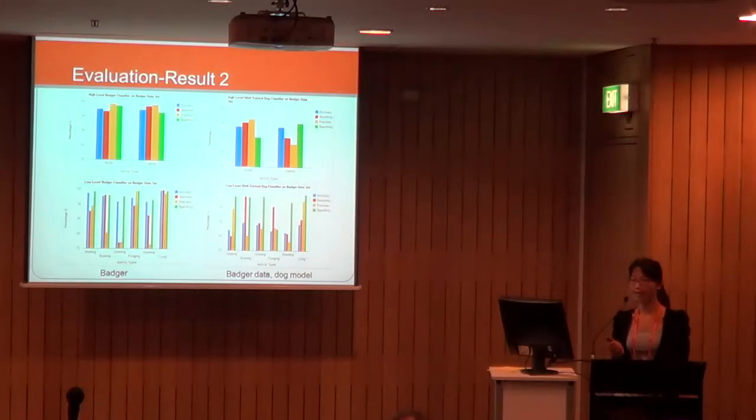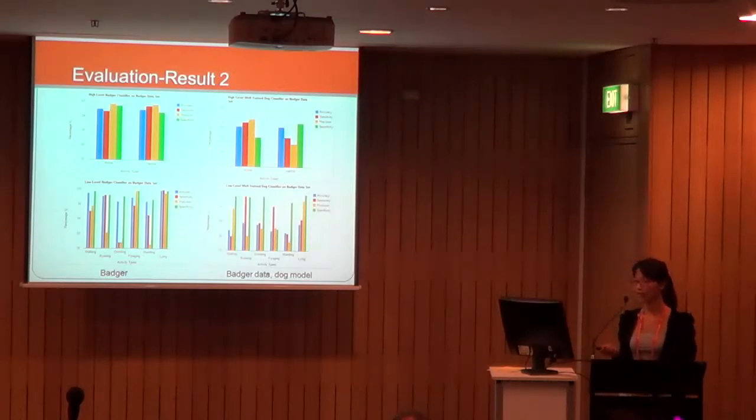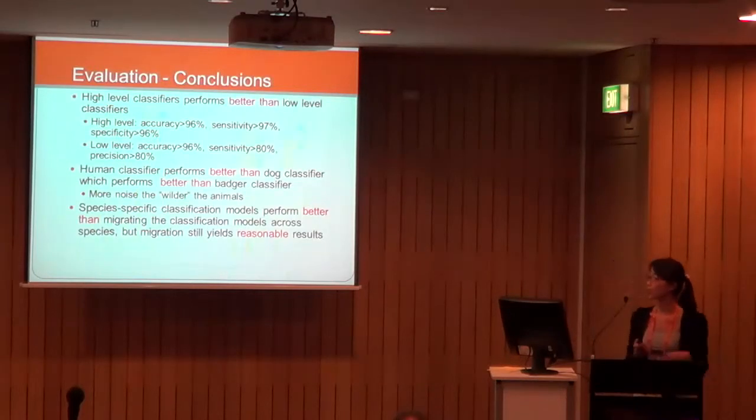The fourth experiment is a little bit different. What this experiment tried to prove is whether we can migrate the classifier across species. So we actually chose well-trained dogs because they can do the same things as the badger, and their height and size are almost the same. We attach the annotation to the well-trained dogs' data set, and we train the 2 classifiers on the well-trained dogs. Then we apply these 2 classifiers to identify the badger's high-level activity and low-level activity, and this is the result.